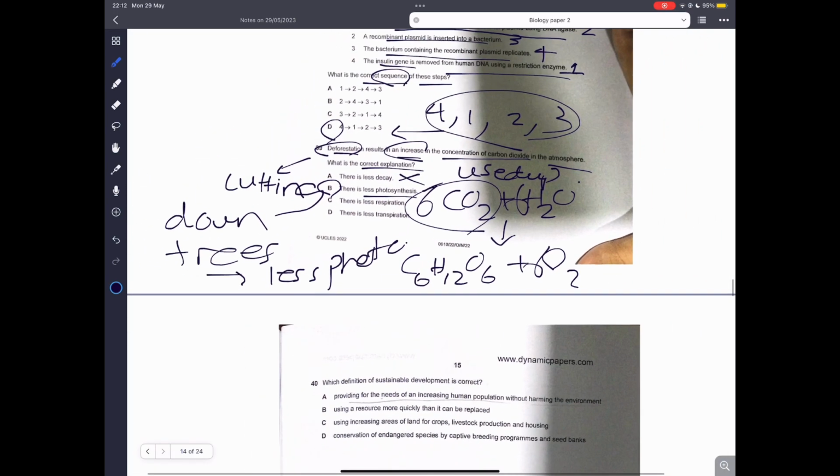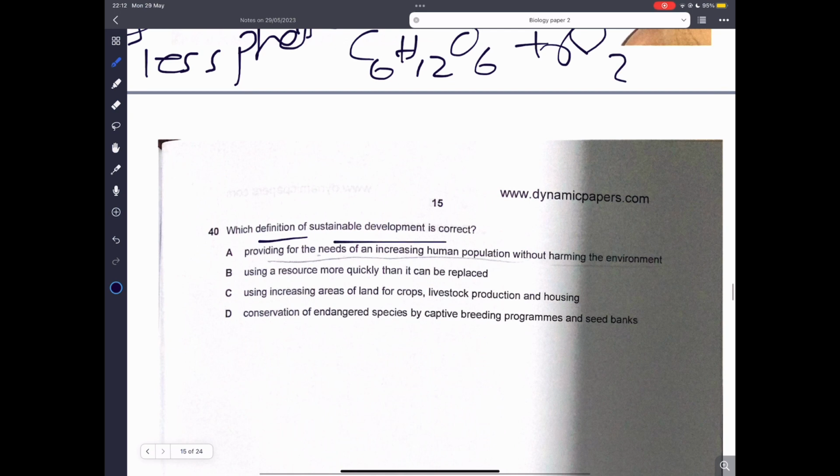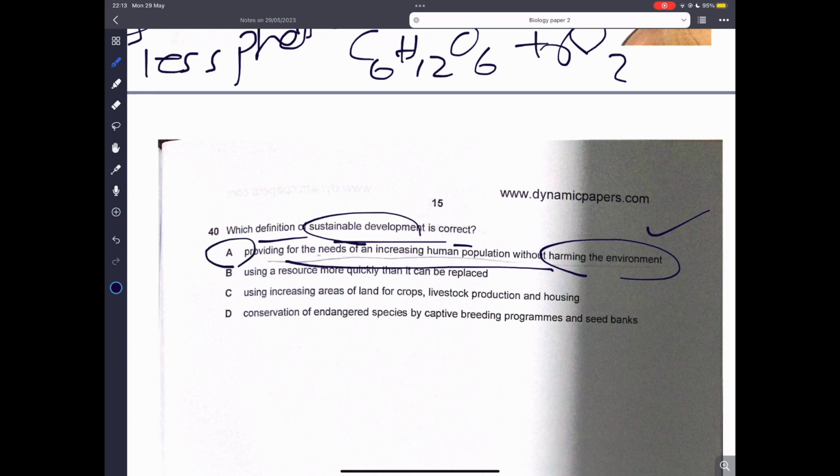Now finally, question number 40. Which definition of sustainable development is correct? It is A. Providing for the needs of an increasing human population without harming the environment. You've got to learn the definition. This is exactly what they ask you every year.